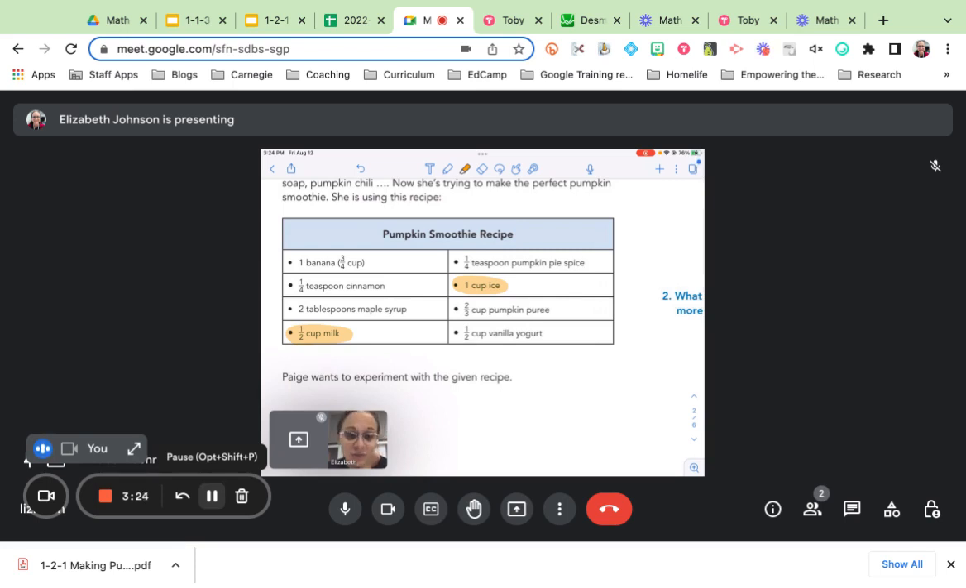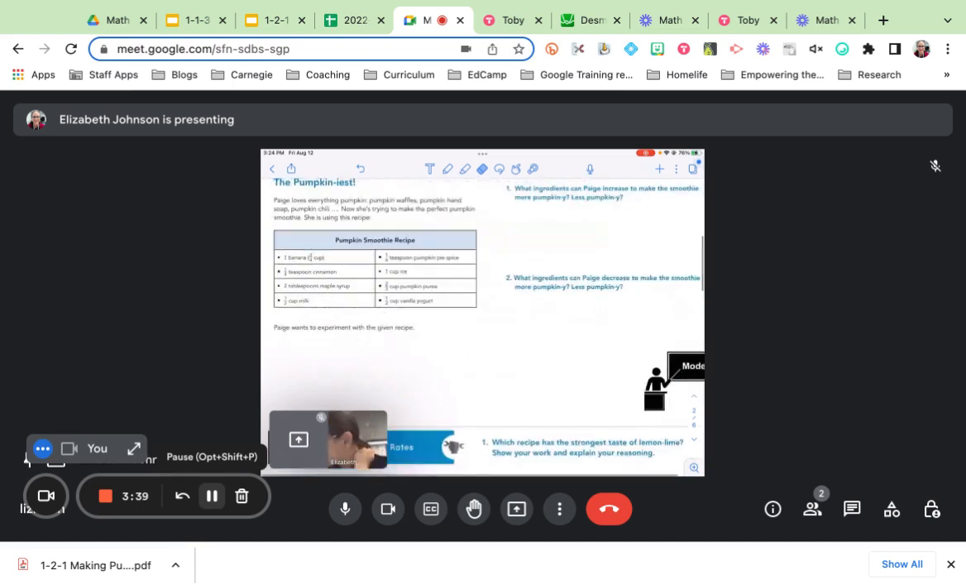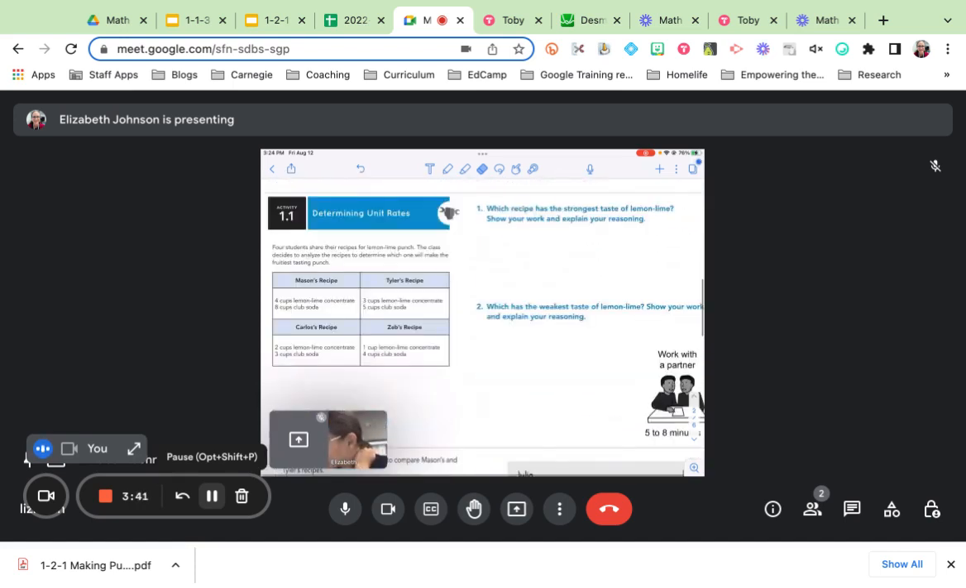And there's different ways she could experiment too. Maybe if she added more banana, it would taste less like pumpkin. This is something Paige is going to have to experiment with, but it all has to do with the ratio of pumpkin to other ingredients. All right. So we've talked a little bit about ratios and about how we can use them to make a flavor stronger or to make a flavor weaker.